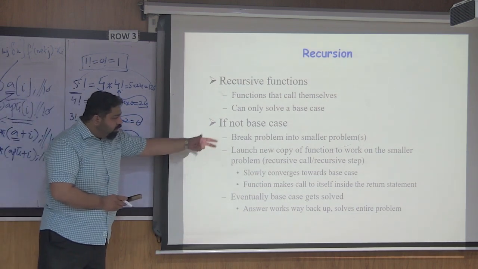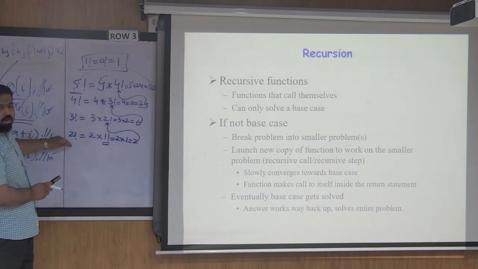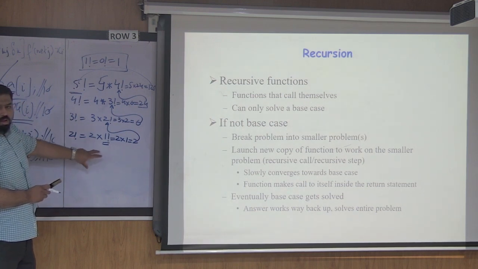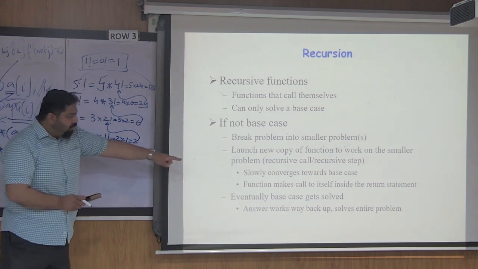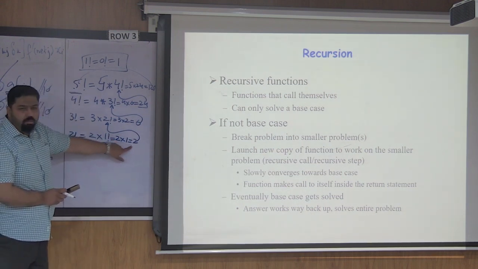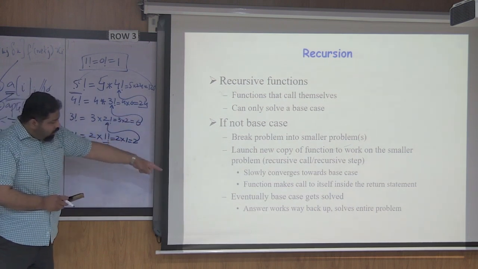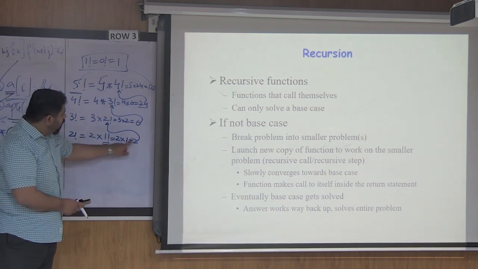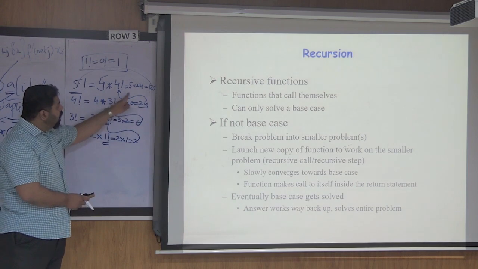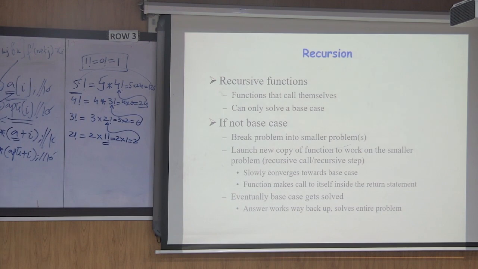The function makes a call to itself inside the return statement, which means the function is calling itself. There is a single function named recursion which takes an integer argument. Eventually, the base case gets solved in front of you. When the base case gets solved, what is the last process? The answer works back up to solve the entire problem. This is how the answer works back up to solve the problem. So this is the core concept of recursion. This is what is happening in the background.